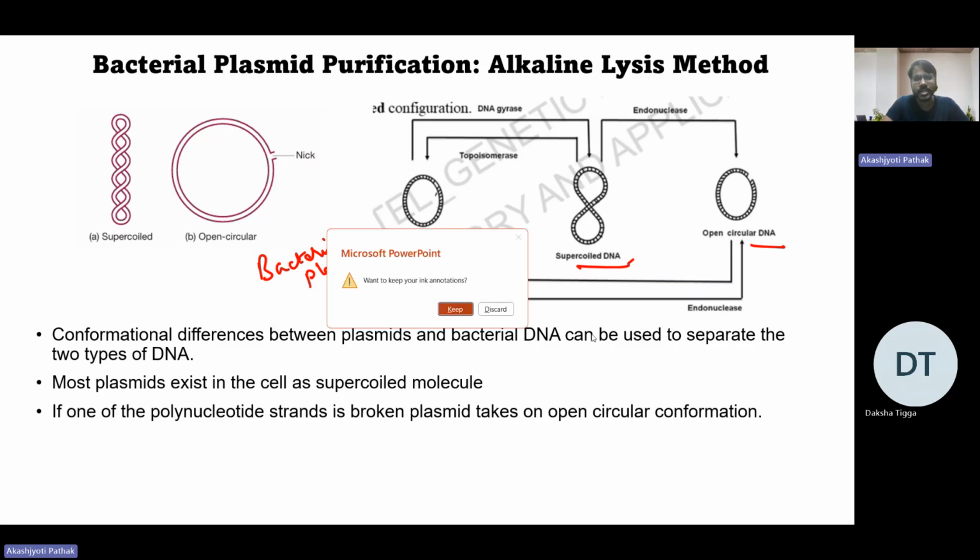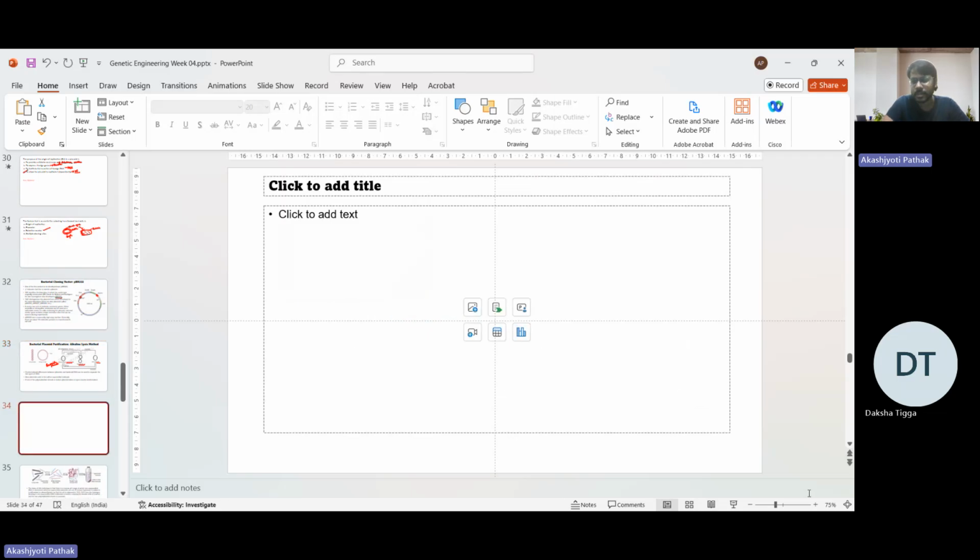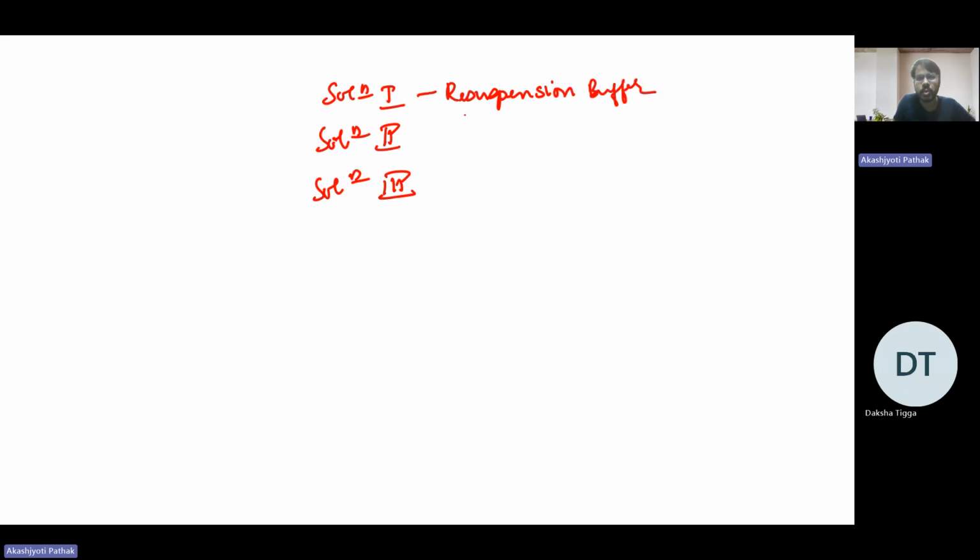I'll quickly explain the alkaline lysis method in this figure. I'll just create a slide. Basically in the alkaline lysis method, you have three different solutions: solution 1, solution 2, and solution 3. Solution 1 is called the resuspension buffer. Solution 2 is called your lysis buffer, and solution 3 is called your neutralization buffer.